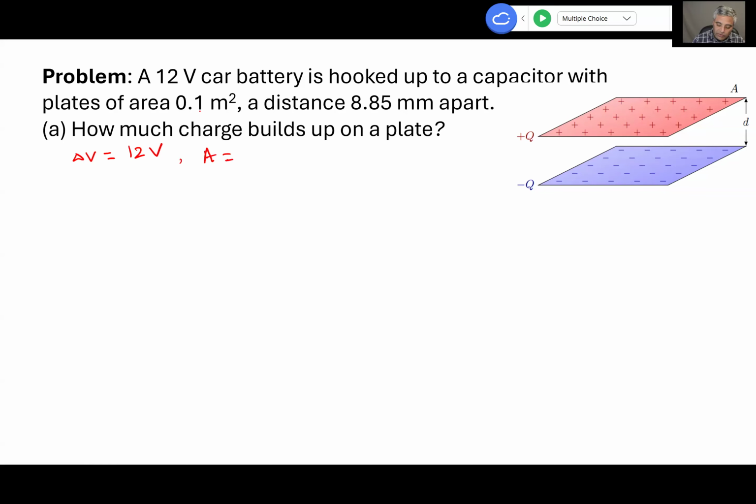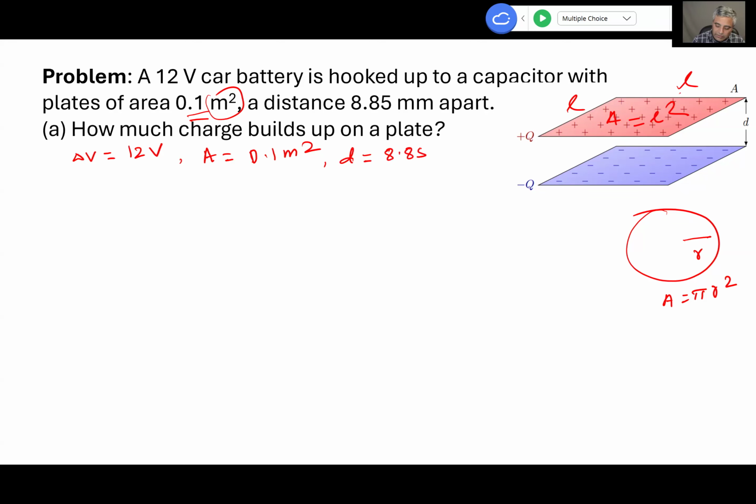And the area is 0.1 square meter. Hey, directly area is given. Sometimes you may be just given length. Or if it is a spherical capacitor, you may be given just radius. So in that case, area would be pi r squared. Okay. So for this kind of situation, area would be L squared. But here, area itself is given, so we don't have to worry about that. And here, the separation distance is 8.85 millimeter. So here, the area is in square meter. So that means we need to convert this millimeter into meters. So millimeter to meter, we need to divide by 1,000. And in terms of exponent, we can write something like this, 10 to the power negative 3 meters, okay?